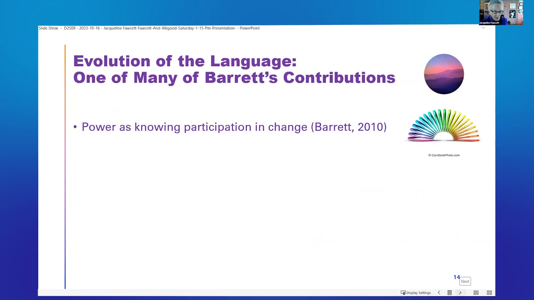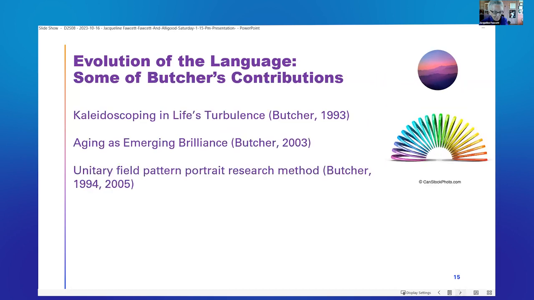And one of many, many of Elizabeth Barrett's contributions was, as we've mentioned various times today and in other conferences, powers, knowing, participation, and change. Next slide, please. And then some of Howard's many contributions are kaleidoscoping in life's turbulence, aging as emergent brilliance, and unitary field pattern portrait methods. And I think Martha's going to take over now.